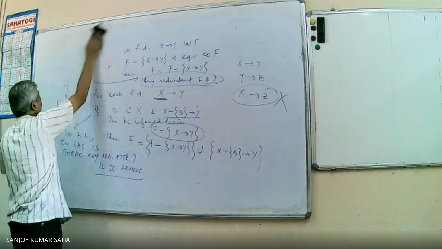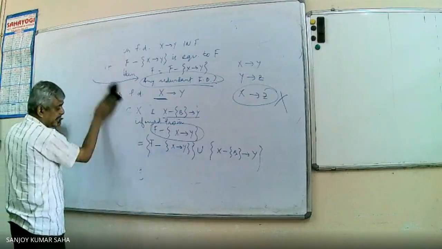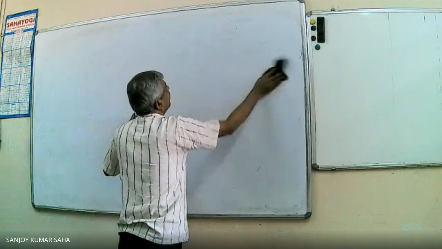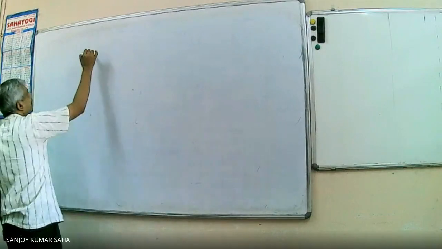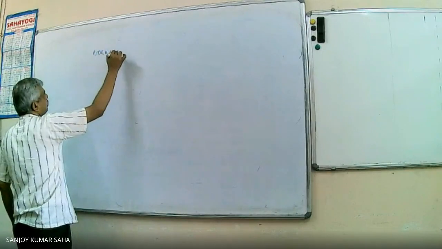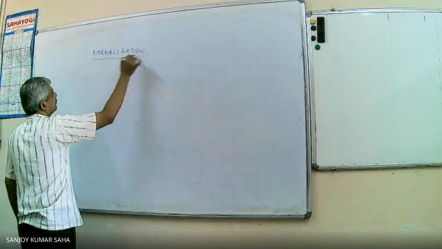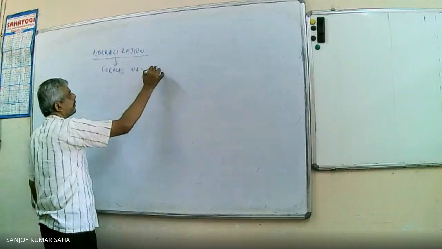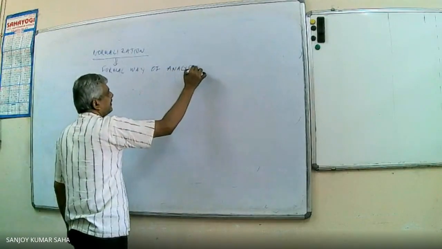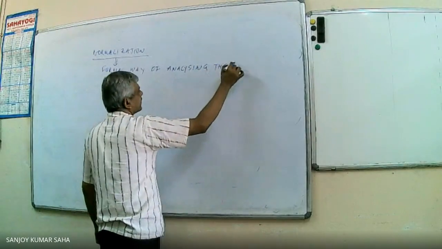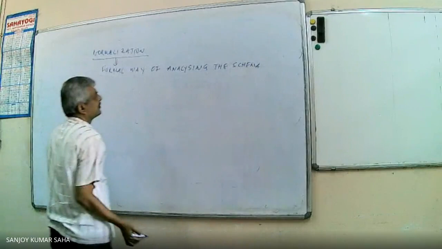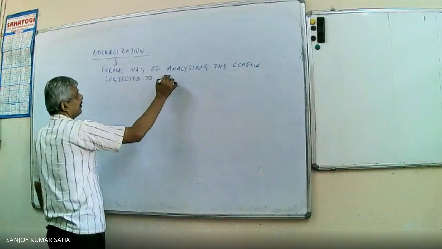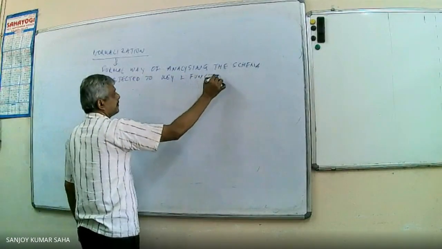Now, with this idea of functional dependency, their equivalence, cover, minimal cover, closure of attribute, etc., now we will go for normalization. This is nothing but a formal way of analyzing the schema, as we mentioned earlier in the last class, subjected to key and functional dependencies.